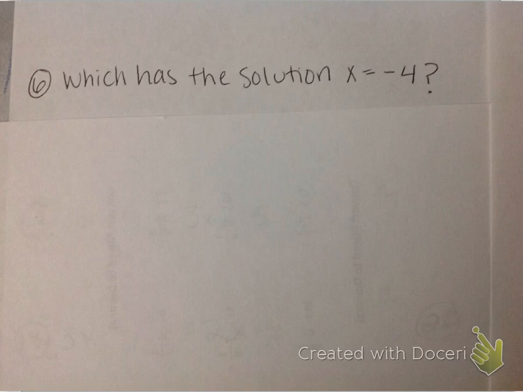For number 6, you have 4 answer choices, and the question is, which of those solutions includes this -4? The only way that you're going to find out is by solving A, B, C, and D to find the correct answer.